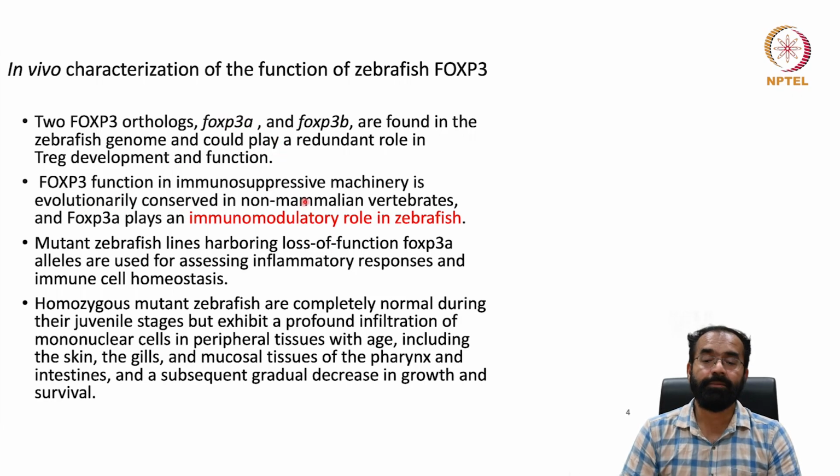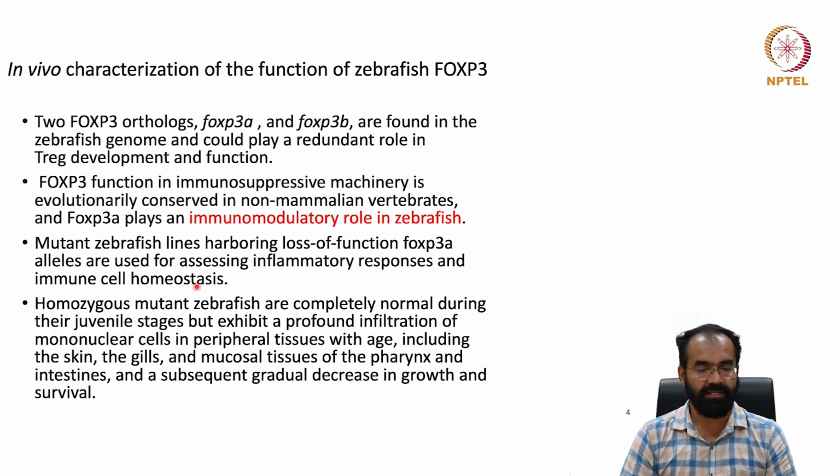FOXP3 function in immunosuppressive machinery is evolutionarily conserved in non-mammalian vertebrates, and FOXP3 plays an immunomodulatory role in zebrafish as well. Mutant zebrafish lines have loss of function FOXP3A. There are mutants available where the FOXP3 gene is mutated. They don't have FOXP3A, not B, A alleles. They are used for assessing inflammatory responses and immune cell homeostasis in zebrafish. So in homozygous mutant zebrafish, FOXP3A is missing. 3B is there, 3A is missing.